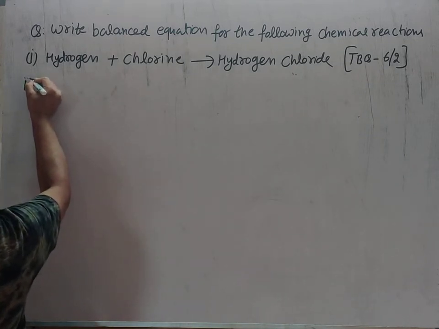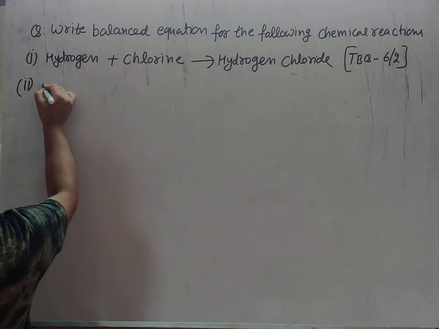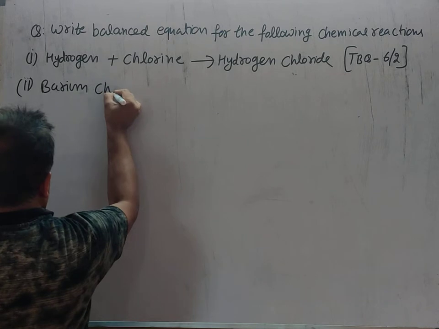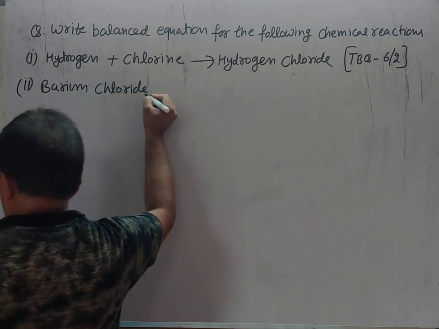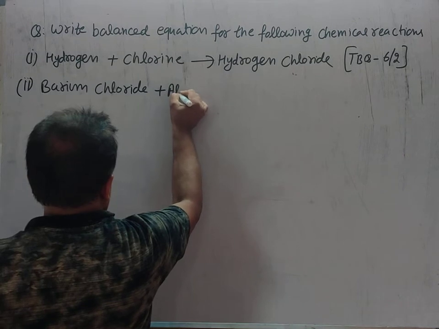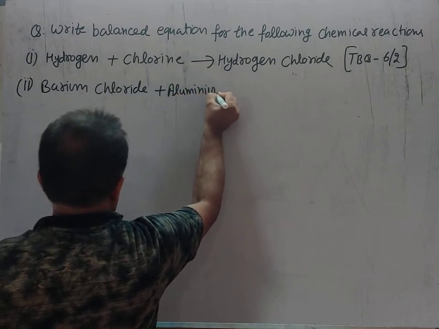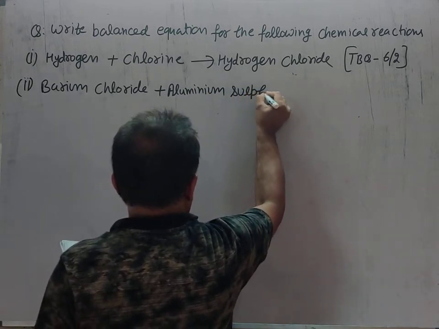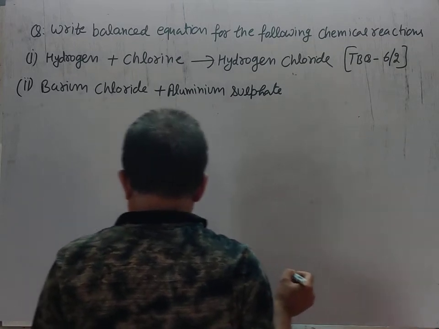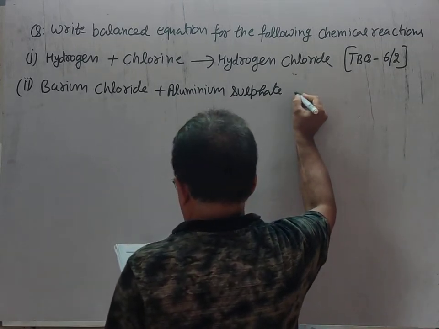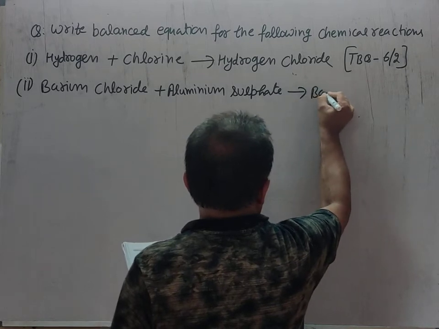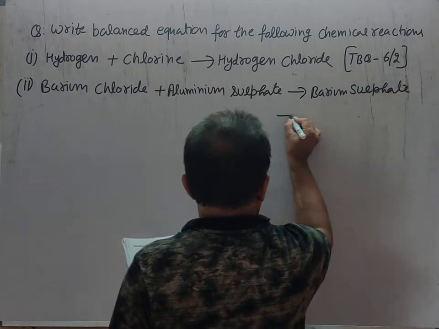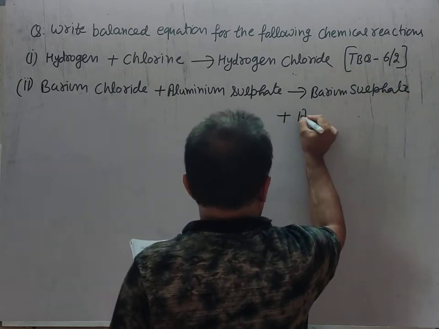Second, barium chloride plus aluminium sulfate gives barium sulfate plus aluminium chloride.